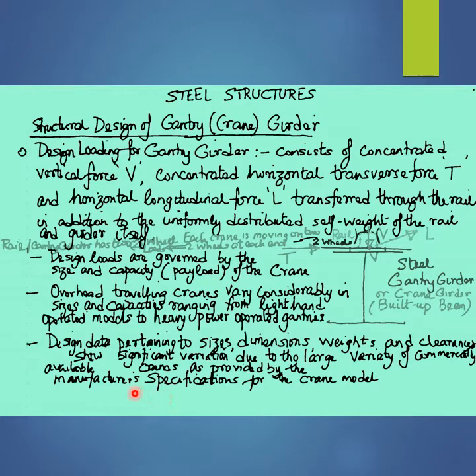In other words, due to the large variation in the sizes, dimensions, weights, and clearances that are provided by the manufacturer specification for different commercially available models for cranes or gantries, that is, the commercial products for overhead electric cranes or overhead electric gantries.